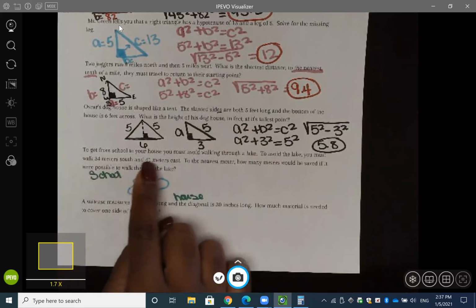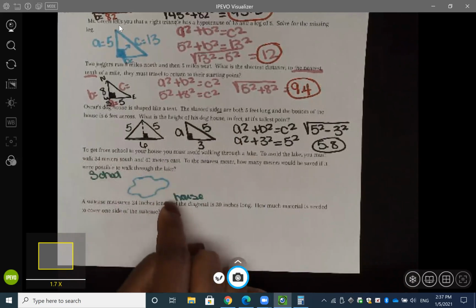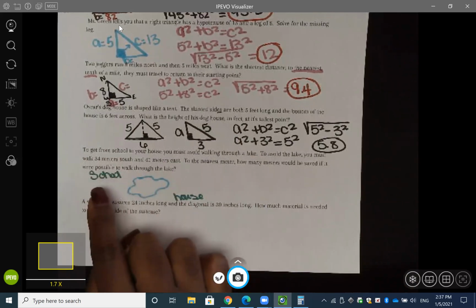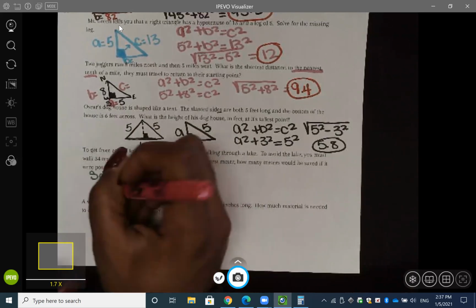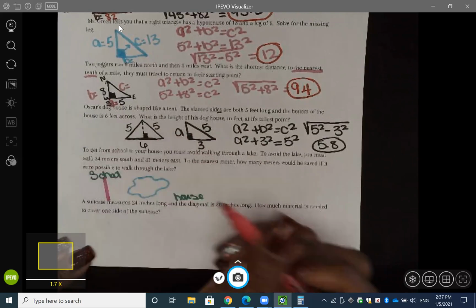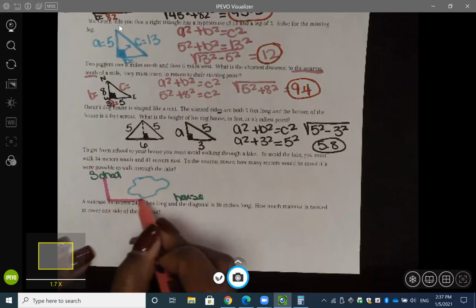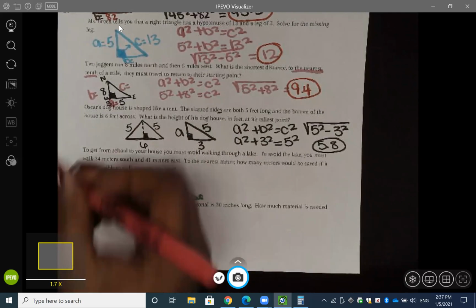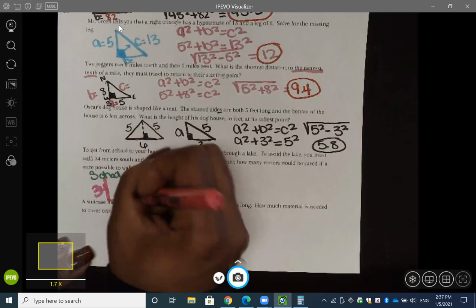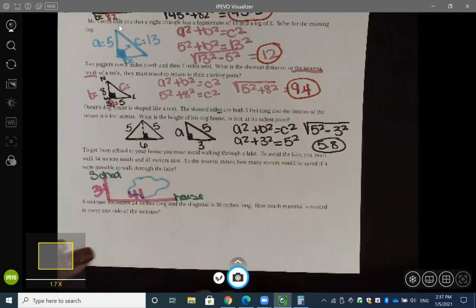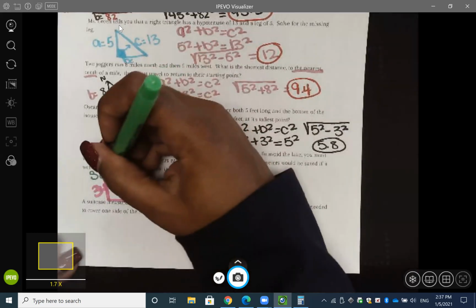Okay. So to go from school to your house, you must avoid walking through the lake. To avoid the lake, you must walk south first. So we're going to go south, and then you have to go east. So we're going to go south 34, and then we're going to go east 41. To the nearest meter, how many meters would you have saved if it were possible to walk through the lake? So if you're going to walk through the lake like this.